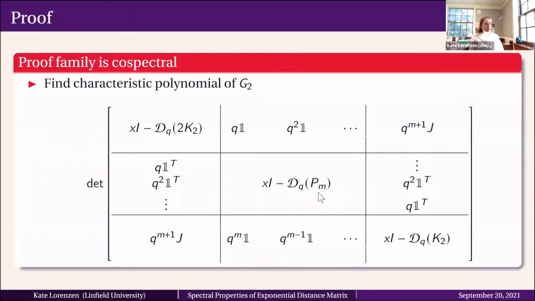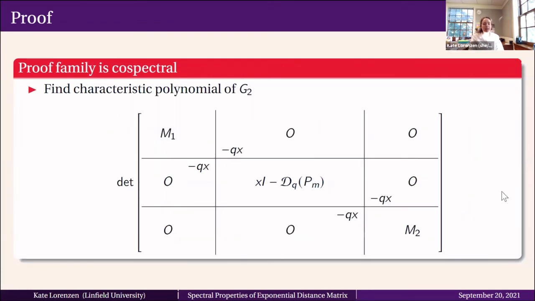Okay, so let's go ahead and do that. Here I am just writing out my characteristic polynomial. I'm taking the determinant of x minus my DQ matrix. Since I have this nice pattern going around my outside, I can actually do a lot of row operations to reduce this down. M1 and M2 are both of finite size, so I can keep track of what's happening as I'm doing some row operations. And then I just have these little minus q x's on either side that I need to be dealing with.